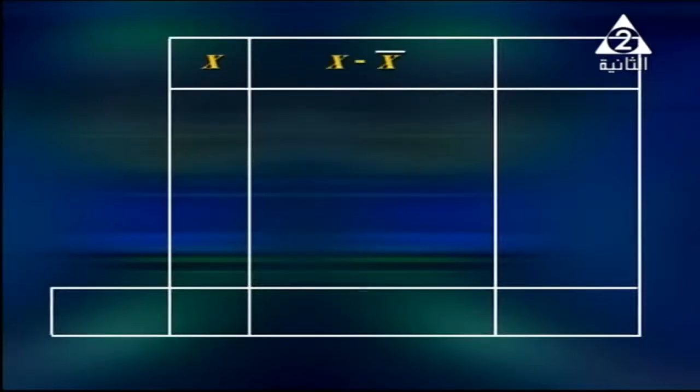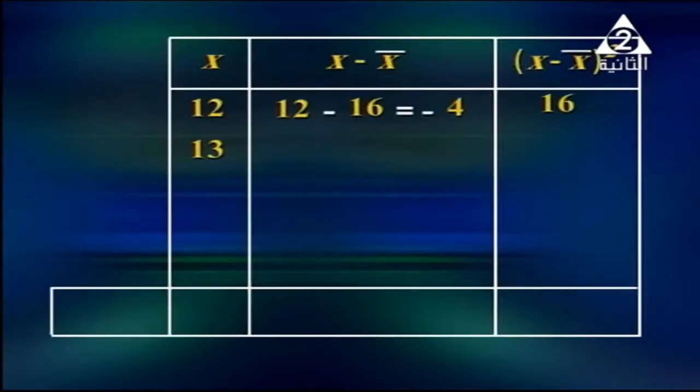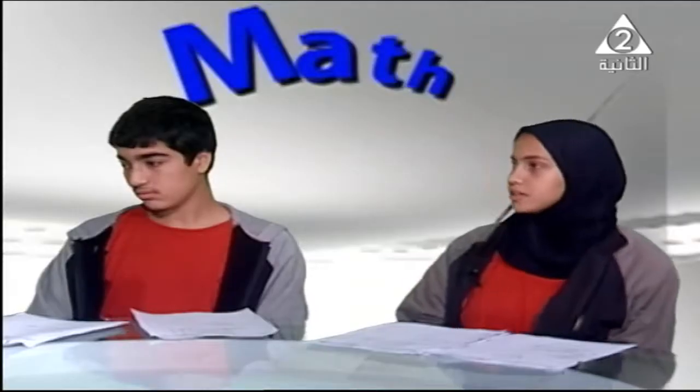The solution: x minus x bar, then (x minus x bar) to the power 2. 12 minus 16 equals negative 4; 4 power 2 equals 16. 13 minus 16 equals negative 3; negative 3 power 2 equals 9. 16 minus 16 equals 0; 0 power 2 equals 0. 18 minus 16 equals 2; 2 power 2 equals 4.